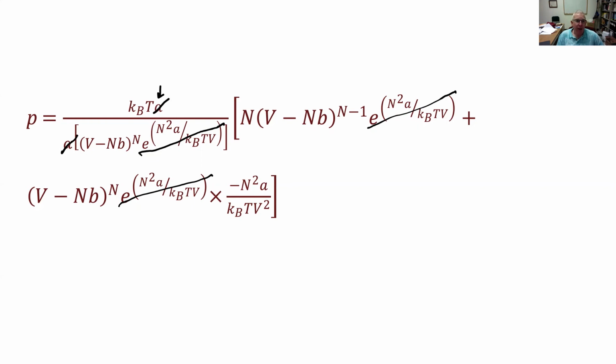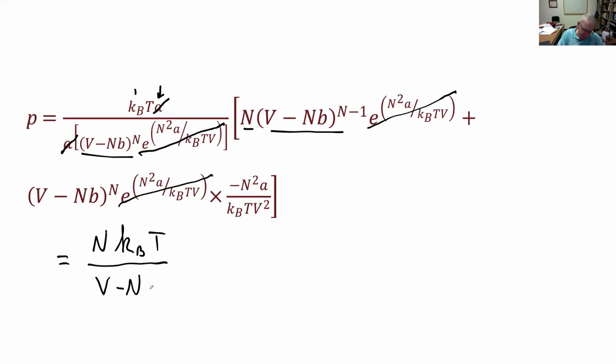That gives me, for the first term, n kT on the top, because that's the n that comes from in here, together with the kT from over there, okay? Then I've got (V minus nb) to the n minus 1 power here, and (V minus nb) to the n power down there, right? So that's going to give me, on the bottom, a single V minus nb, because I can cancel n minus 1 of those, and that leaves me just that piece on the bottom.